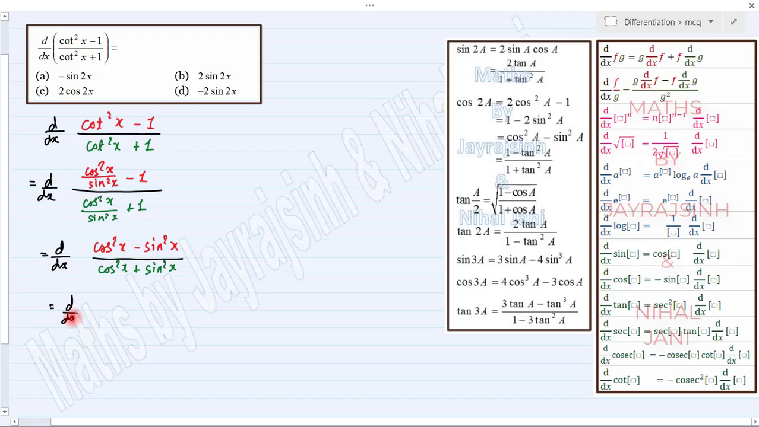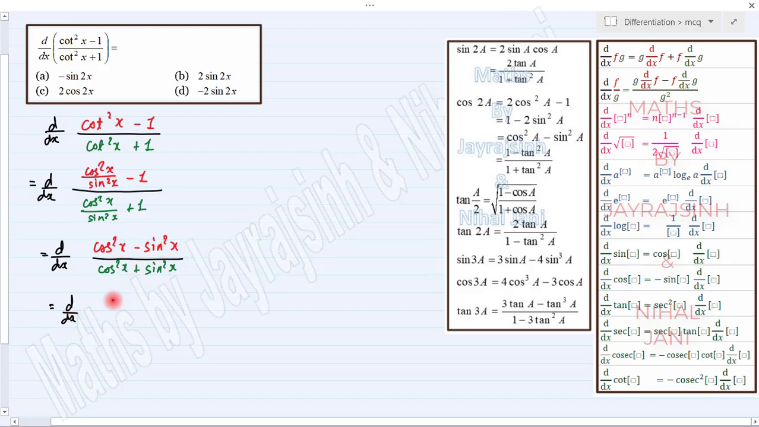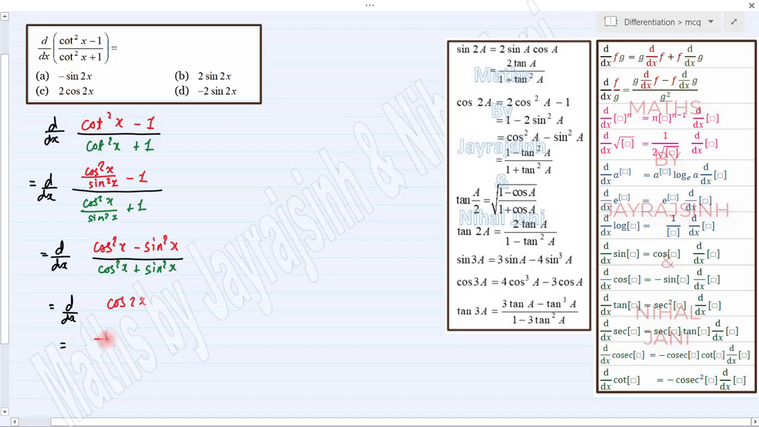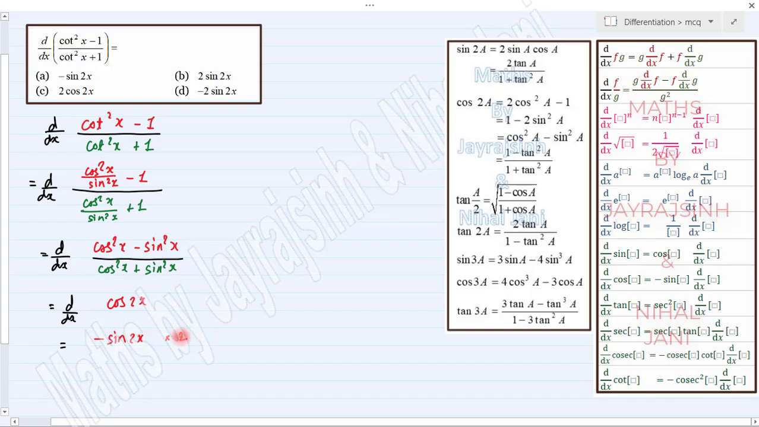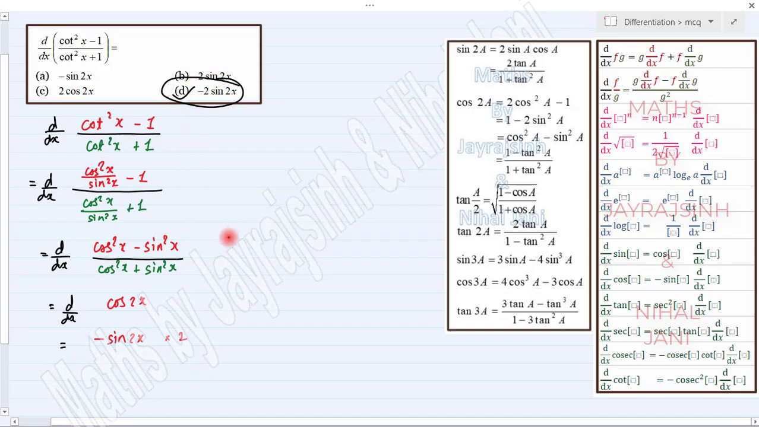So in the numerator, cos square x minus sine square x will become cos 2x, and in the denominator cos square x plus sine square x is simply 1. So we don't have to worry about this 1. We just have to differentiate cos 2x, which is minus sine 2x, into the coefficient of x, which is 2. So minus 2 sine 2x is your final answer. Ta-da!